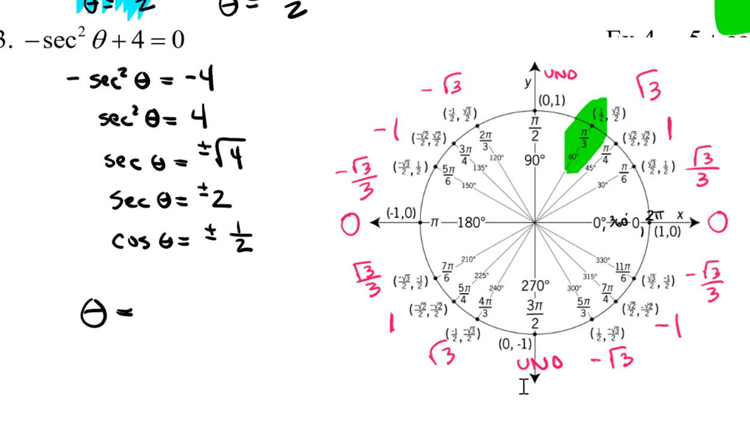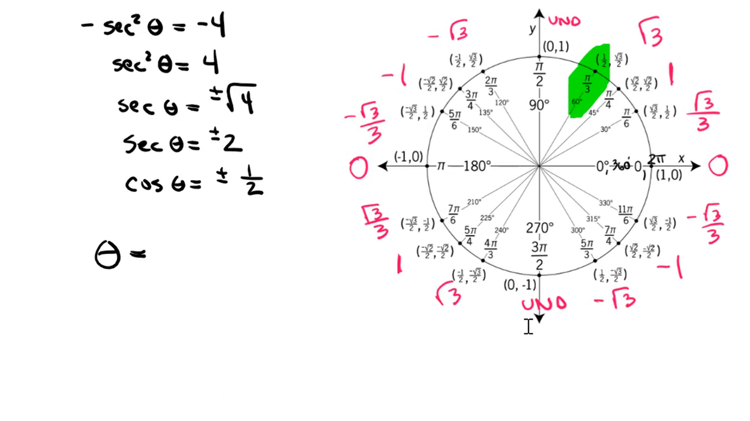Now, the positive values are going to be where the x-coordinate is 1/2. One of them is right up here at 60 degrees, or pi over 3. The other spot where it's 1/2 is over here at 300 degrees, or 5 pi over 3. So those are 2 positive values. And then the 2 negative values would come from negative 1/2, which is right over here at 2 pi over 3, or 120 degrees. And my x-coordinate is negative 1/2 also at 240 degrees, or 4 pi over 3.